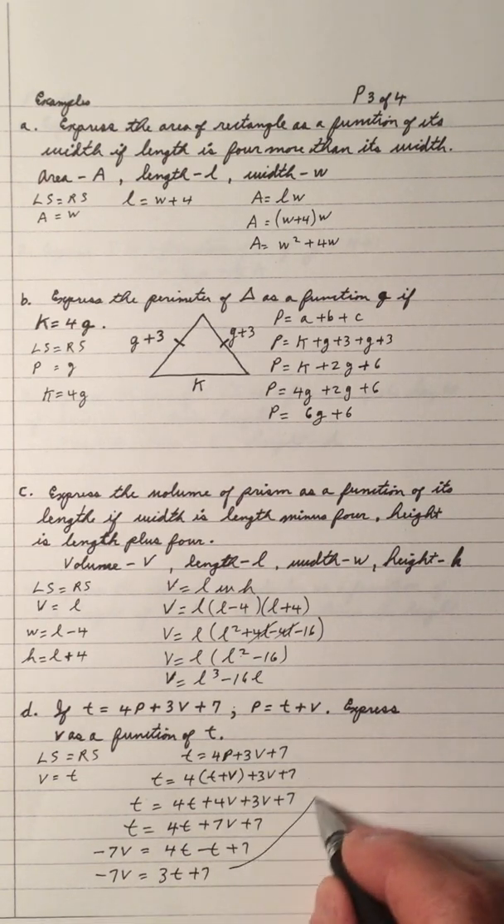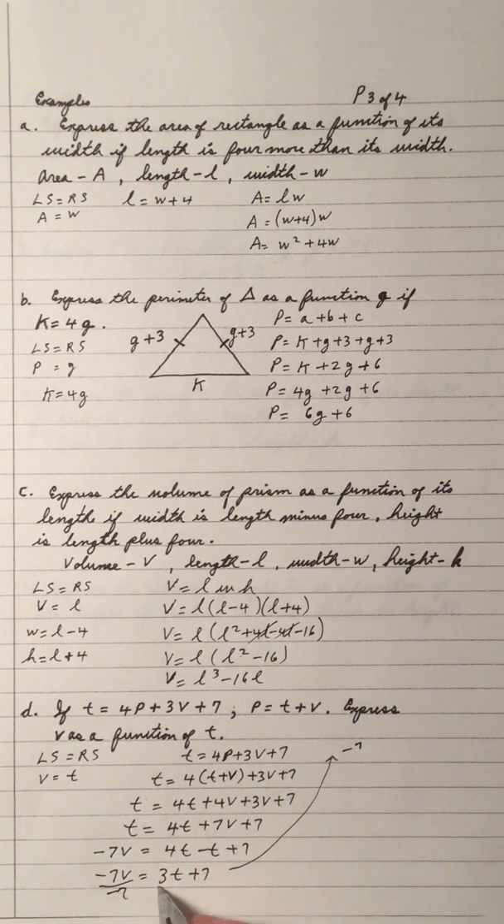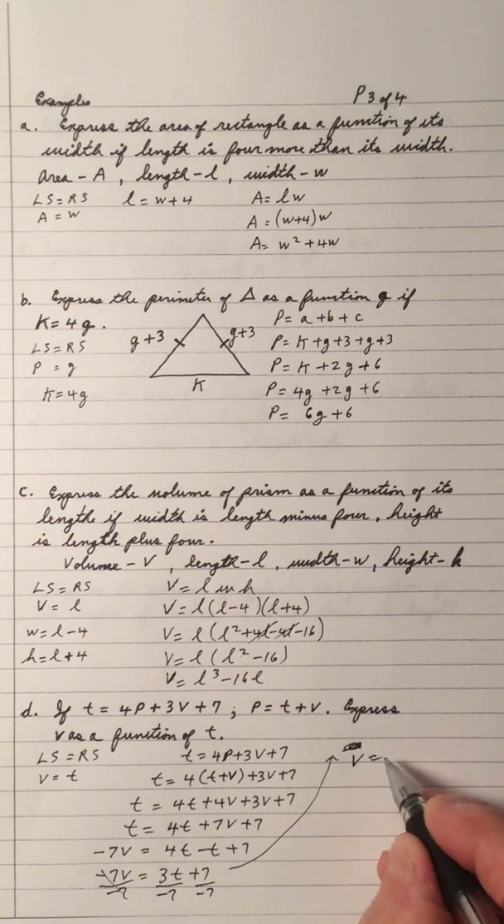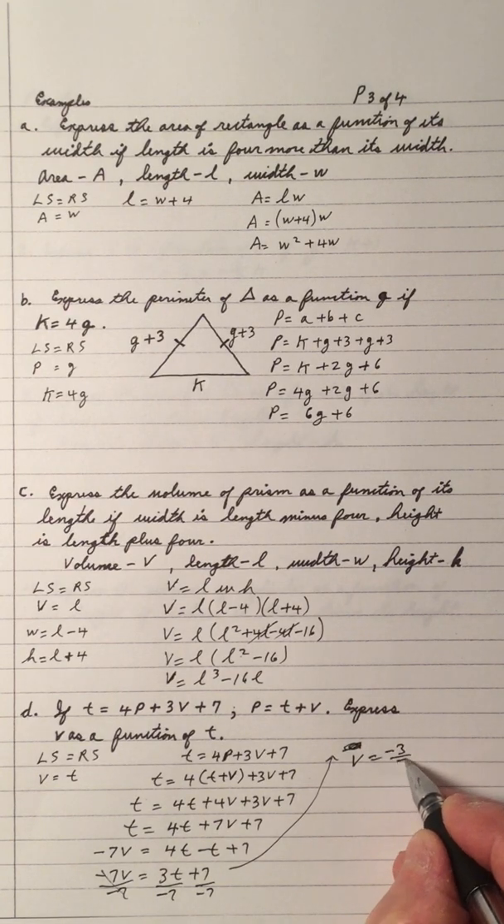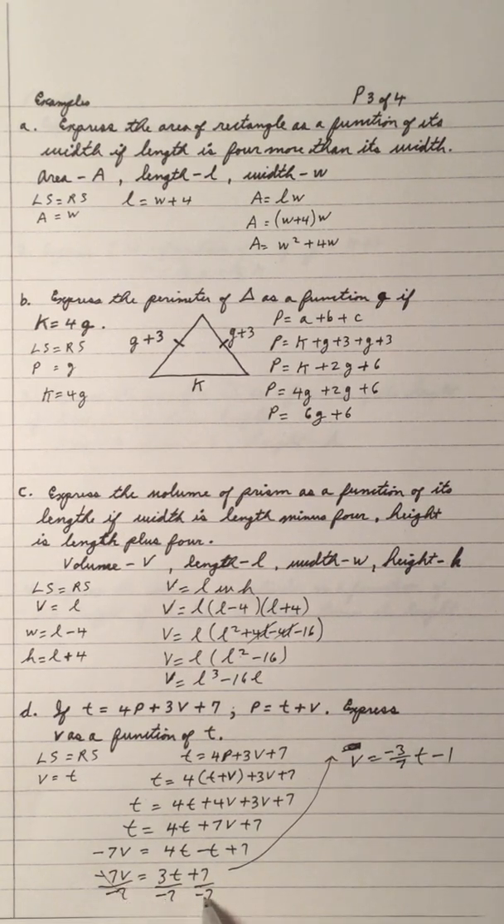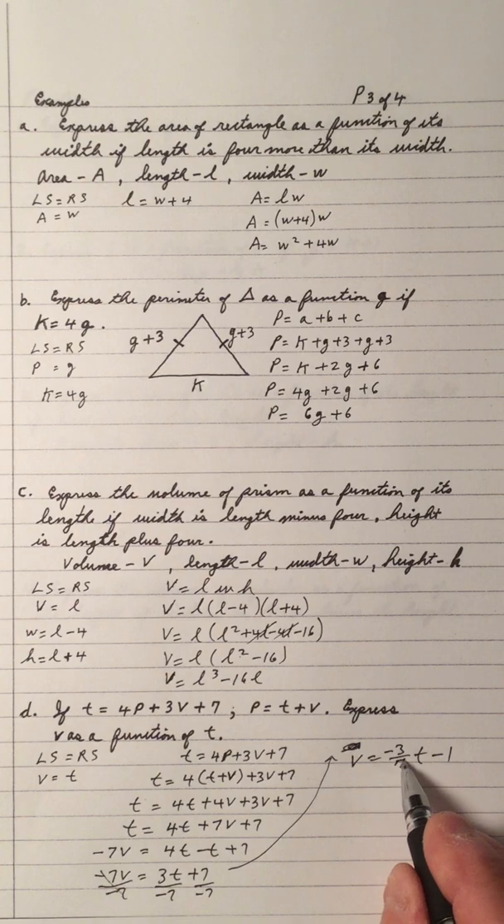If I go right up here, let me divide by 7, it's easier down here. I'm dividing all sides by negative 7, so that gives me V equals negative 3 over 7 T minus 1. So I divide by negative 7, it cancels out, and gives me V equals negative 3 over 7 T, and negative 1. So notice V is a function of T. Perfect.